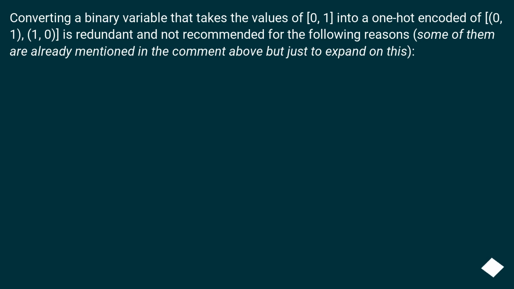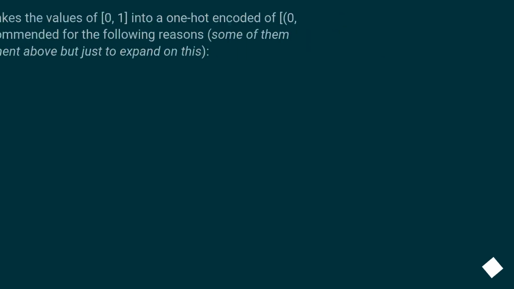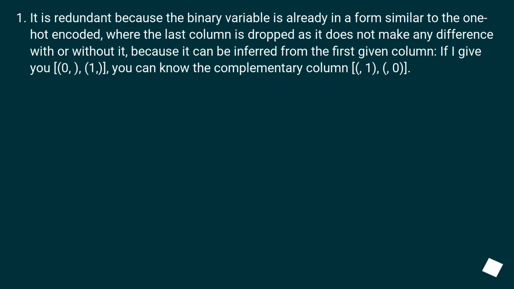Converting a binary variable that takes the values 0, 1 into a one-hot encoded 0, 1, 1, 0 is redundant and not recommended for the following reasons. Some of them are already mentioned in the comment above, but just to expand on this. It is redundant because the binary variable is already in a form similar to the one-hot encoded, where the last column is dropped, as it does not make any difference with or without it, because it can be inferred from the first given column. If I give you 0, 1, you can know the complementary column, 1, 0.